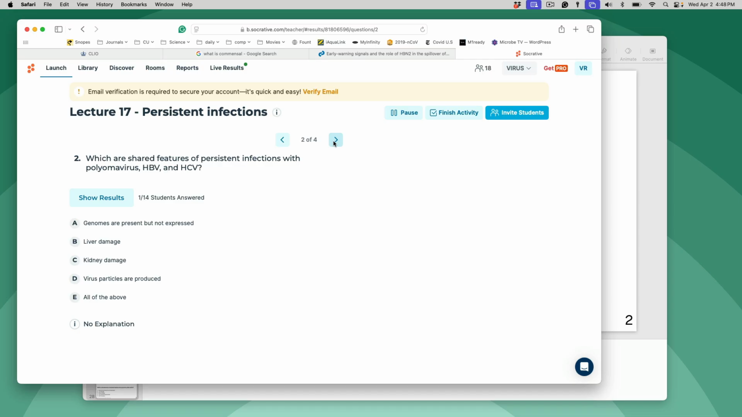Which are shared features of persistent infections with polyomavirus, HBV, and HCV? A, genomes are present but not expressed. B, liver damage. C, kidney damage. D, virus particles are produced. E, all of the above.